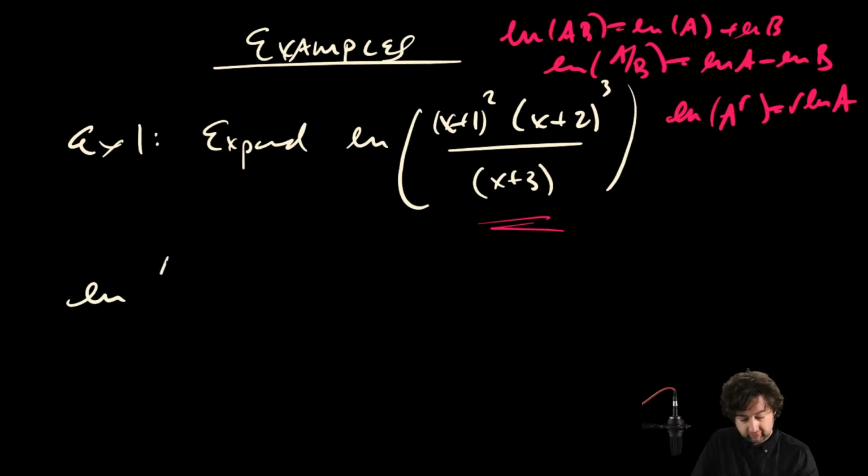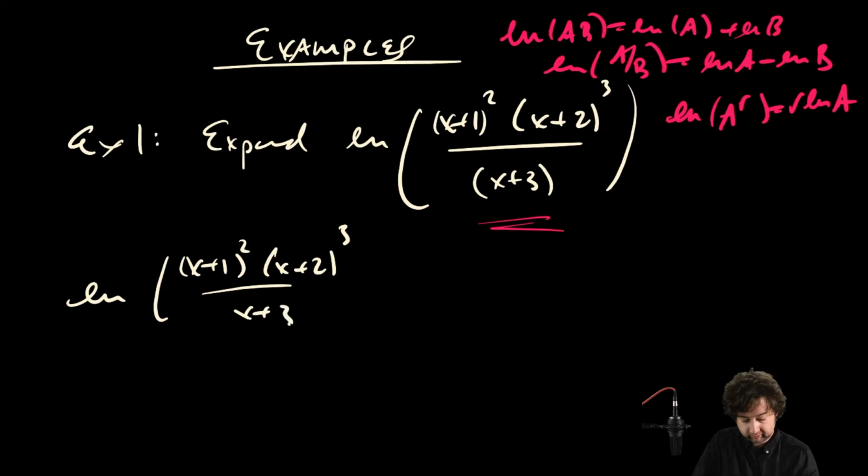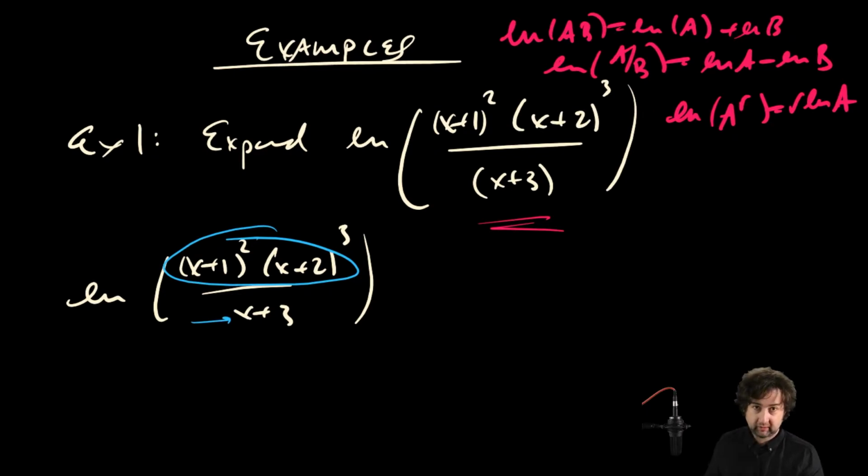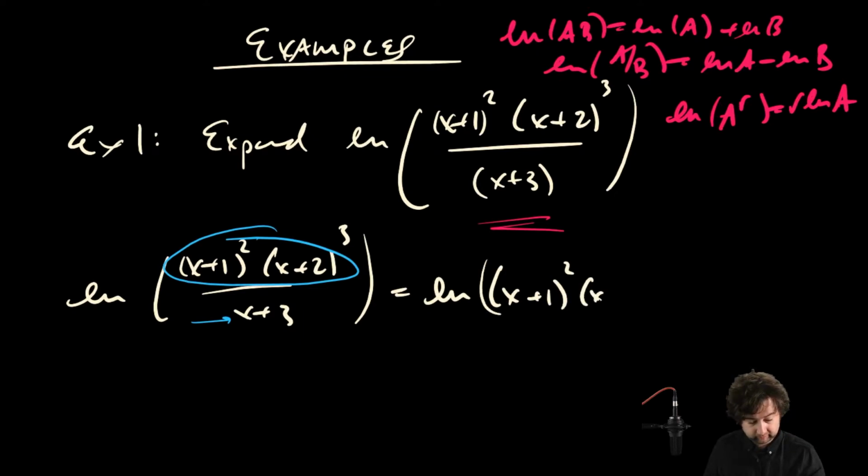The natural log of (x plus 1) squared times (x plus 2) to the third over (x plus 3). I notice in here that I have this product on the top, and I've got a quotient on the bottom. So one way of attacking this would be to deal with the quotient first. You don't have to do this step by step, but I'm going to in this case. So this is going to be equal to the natural log of the numerator minus the natural log of the denominator.